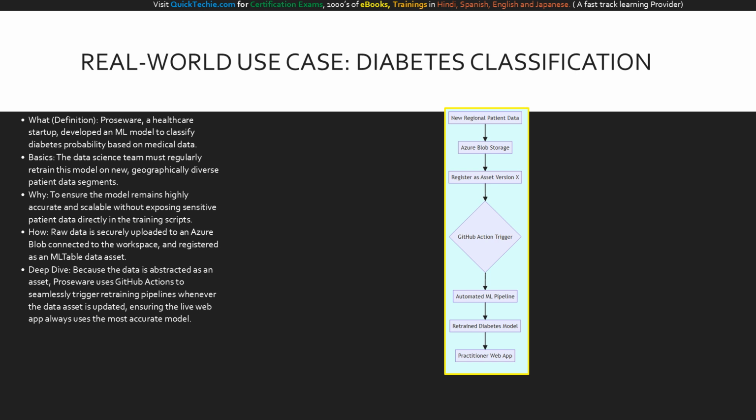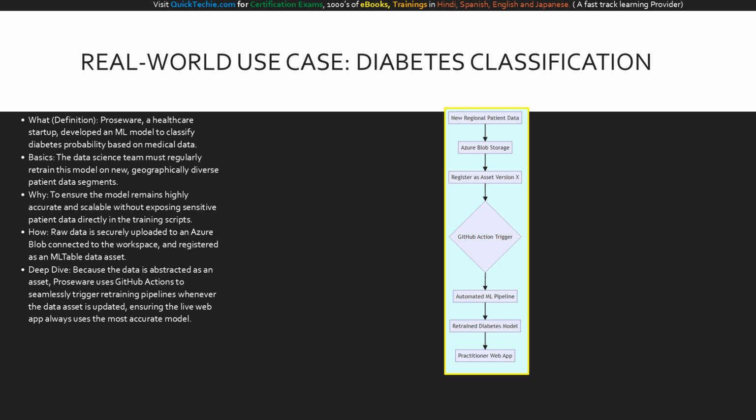Instead, the infrastructure team provided an Azure Blob storage connected to the ML workspace. Prosware registers this medical data as a secure MLTable data asset. Now, whenever new patient data is added and the asset version is updated, their GitHub Actions automatically trigger a retraining pipeline. This end-to-end MLOps strategy ensures the web app serving practitioners is always powered by the most accurate, secure, and up-to-date data available. Look at the Prosware data flow.